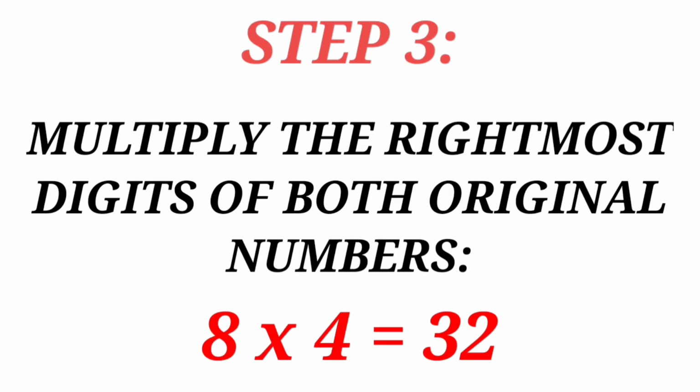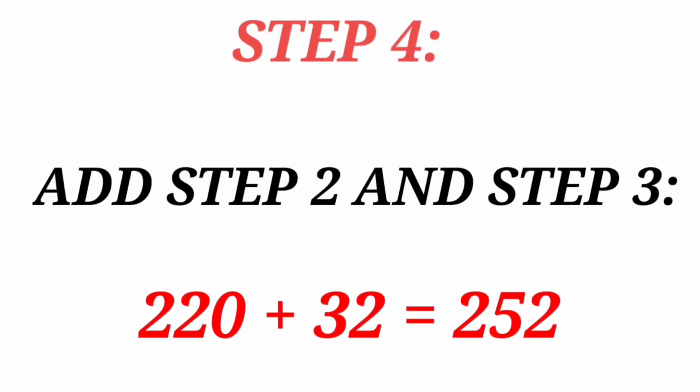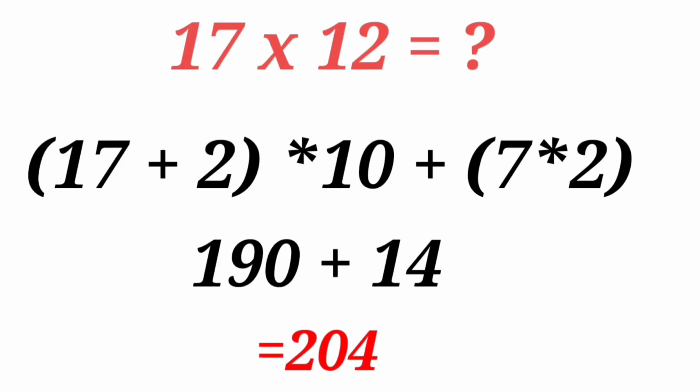Step 3 is, multiply the rightmost digits of both original numbers. So, 8 multiplied by 4 is 32. Step 4 is, add step 2 and step 3. So 220 plus 32 will become 252. Here is another example of this method. You can practice some questions and then you can easily solve these in your mind.